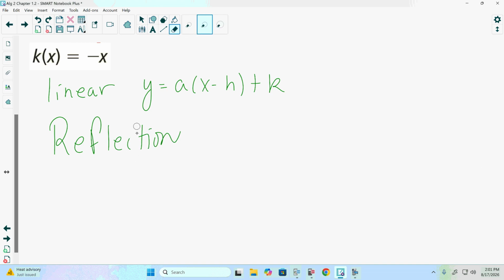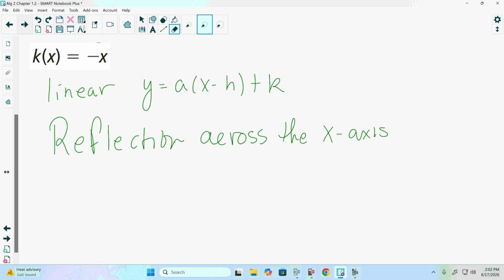There should be an x. No, there's not. I don't know why I was thinking that there was an x. Reflection across the x-axis. Questions on this here? Do you feel at least semi-comfortable with it so far? Okay.